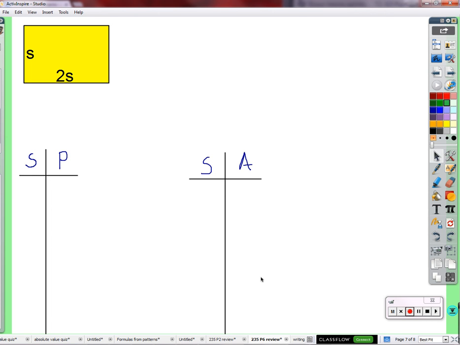Alright, so now if I give you a value for S, so then you know how big this is, you know this is twice as big, you should be able to figure out the perimeter and the area, right? Okay, so let's start off simple. S is 2. Does S stand for side or something? S stands for side.